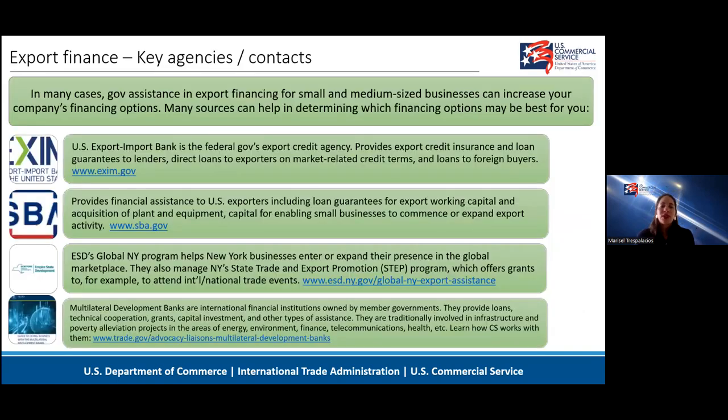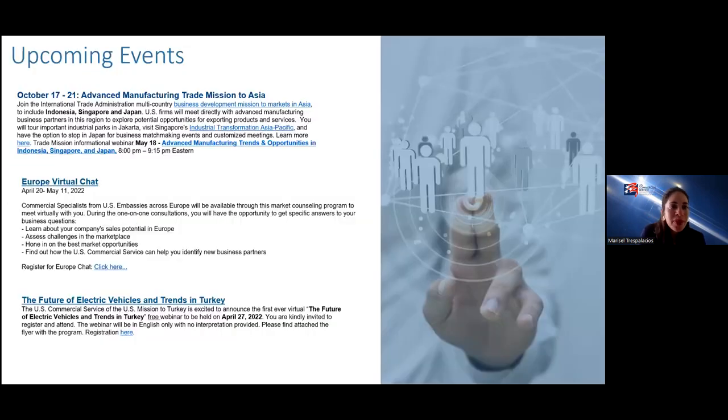And for export finance, there's an ecosystem as well to help you. There's exporting per bank, I've mentioned it. There's SBA, there is the ESD's Global New York program, which they will be presenting after in a little bit. I have in here some events that, considering the audience, might be of interest. We have a trade mission to Asia for advanced manufacturing. If you want to learn more about it, there will be an informational webinar in May. The trade mission is in October.